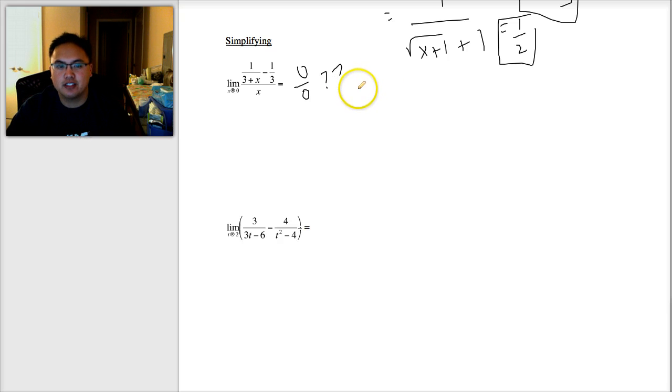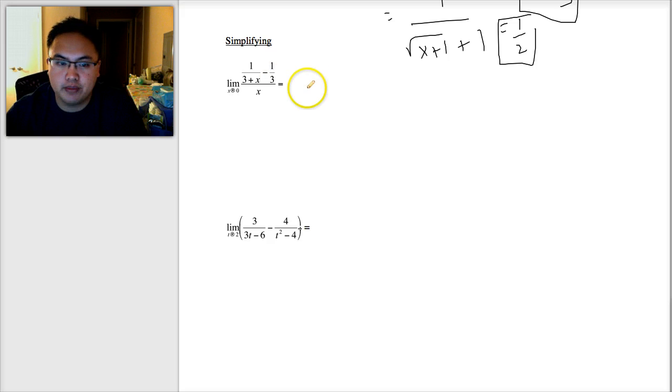I gotta simplify this. Can't factor. Can't multiply by the conjugate. There's no square root. What do I do? And some of you are gonna hate this. And some of you already hate this. Okay. What you're gonna do, anytime you have a fraction, is combine the fractions. I want to get this fraction to turn into just 1.